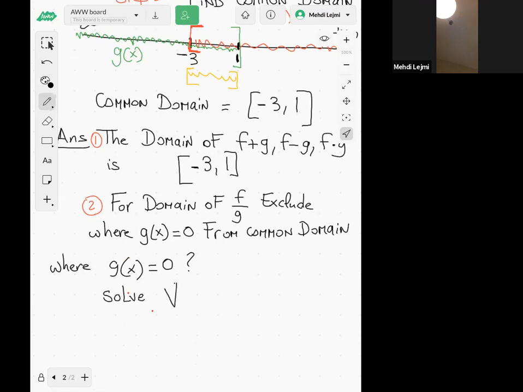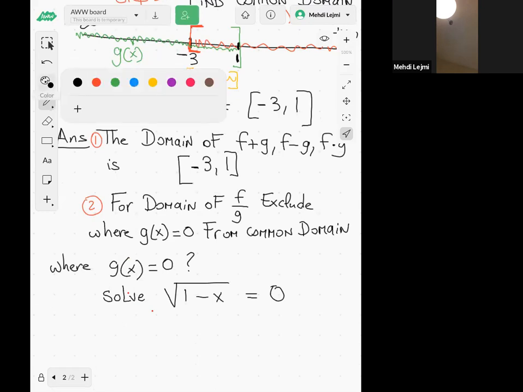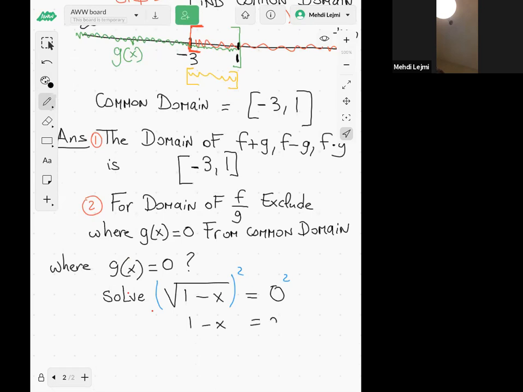So g of x is just the square root of 1 minus x, right? So we have to solve the square root of 1 minus x equal to 0. We're going to solve for x. We can just square both sides. So it's just 1 minus x equal to 0, and so x is equal to 1. So we have to exclude this from the common domain to find the domain of f over g.